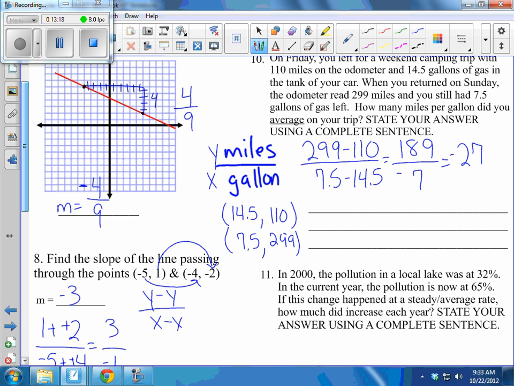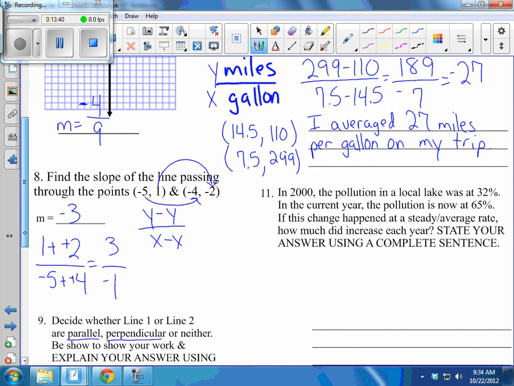So how many miles per gallon did you average on your trip? I averaged 27 miles per gallon on my trip. And that's a complete sentence. So sorry about that mistake. All right, let's go to number 11.